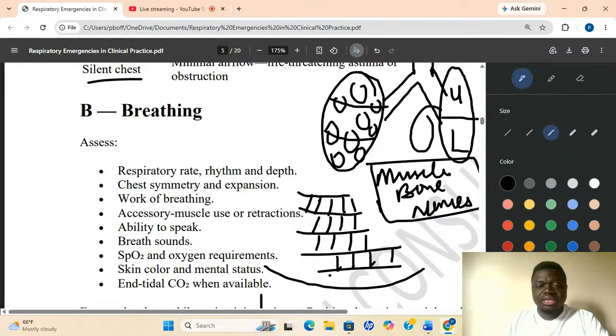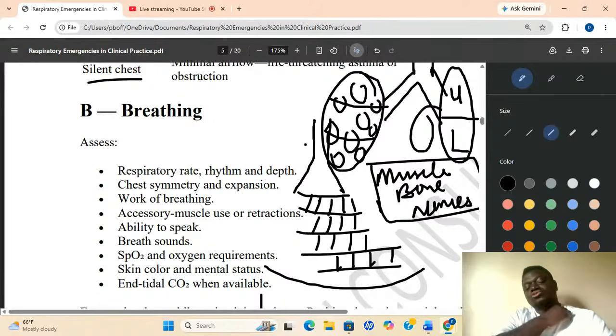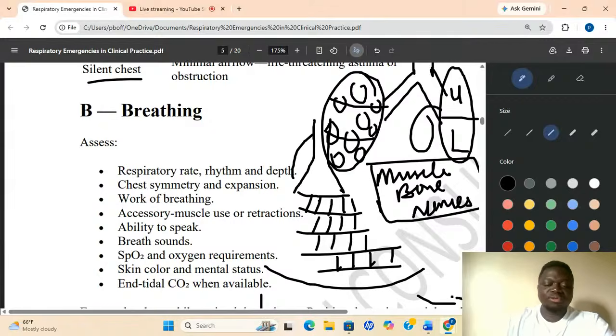If you are in serious respiratory crisis, you now borrow your sternocleidomastoid, that muscle connecting from your neck to the mastoid. So you are going to borrow this one. Then you also borrow the abdominal muscles to help you breathe.